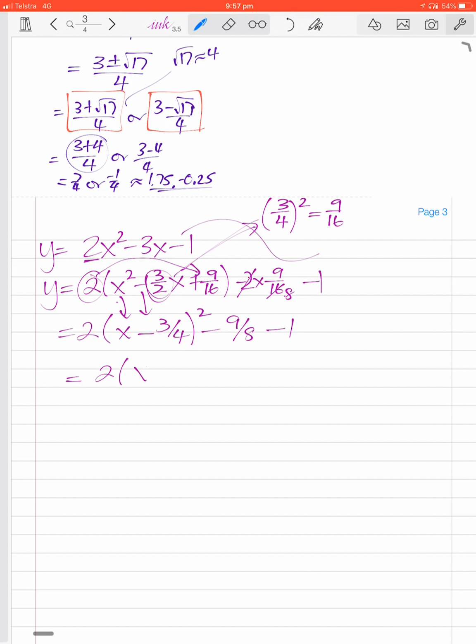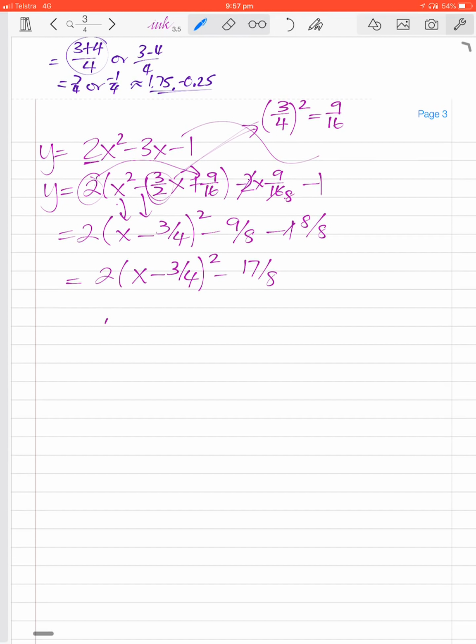So I get 2 times x minus 3 on 4 squared. And then that's the same as 8 on 8. So I've got minus 9 on 8 minus 8 on 8, which is minus 17 on 8. So our turning point is 3 on 4, opposite sign because it's been moved to the right 3 on 4, and then it's been moved down 17 on 8.